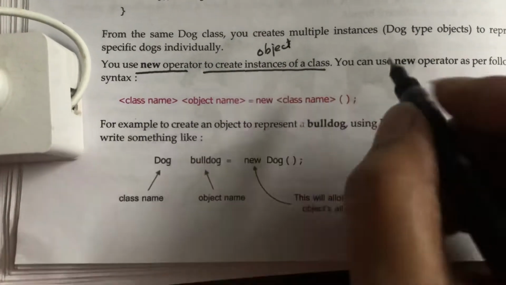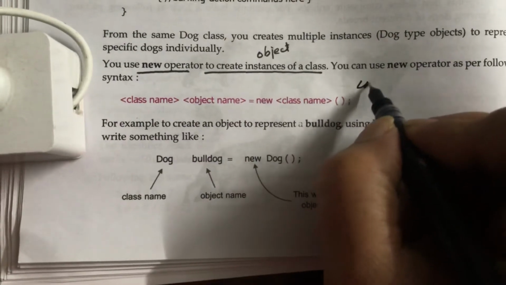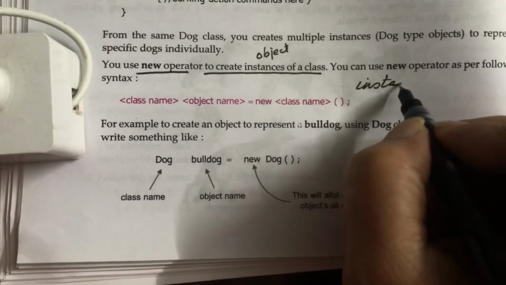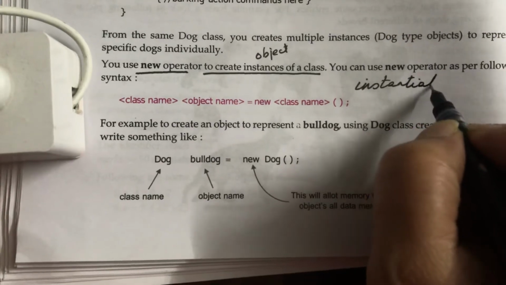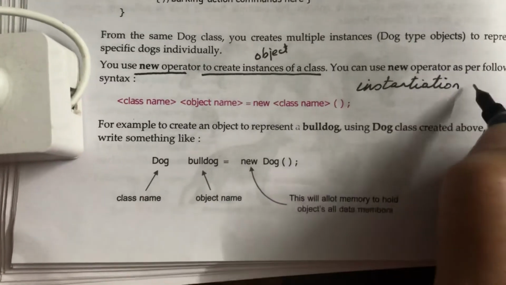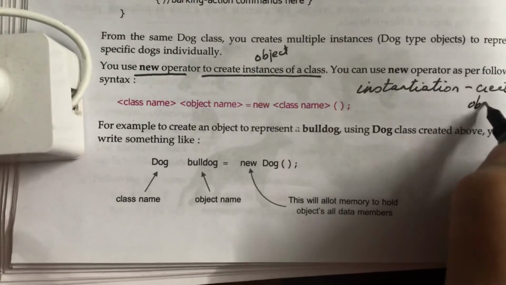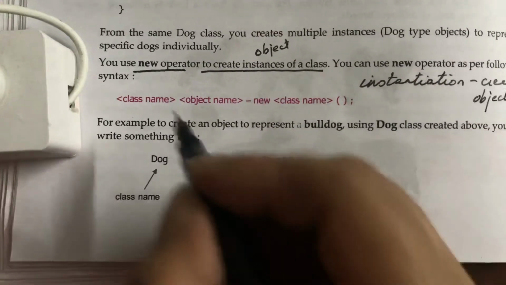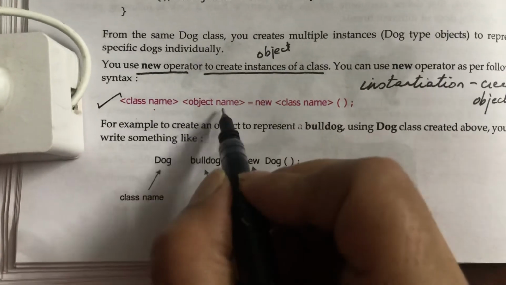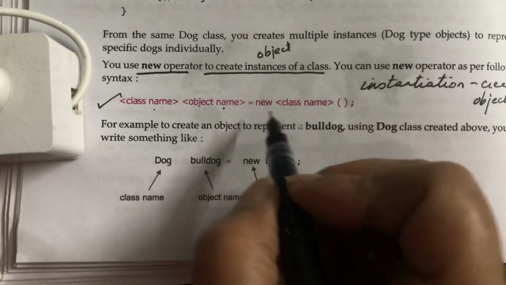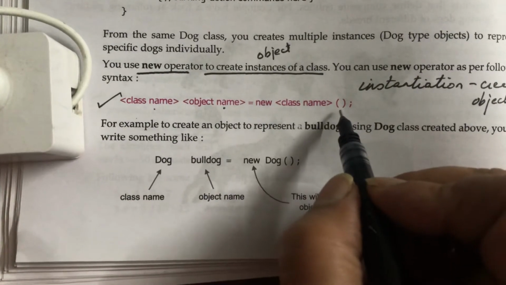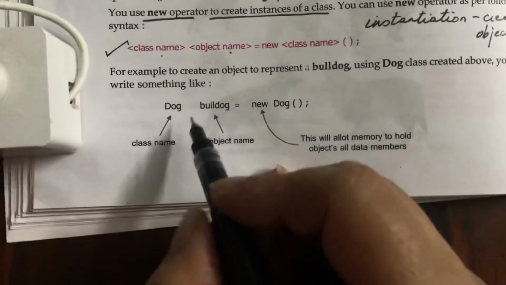And the word you can write here is also known as the process of instantiation. It is creating objects, instances. Okay, so this is the syntax. Class name, you write object name is equal to new class name and the round brackets. Now this is the example shown here.